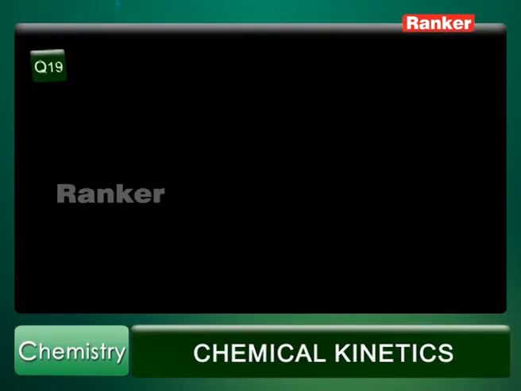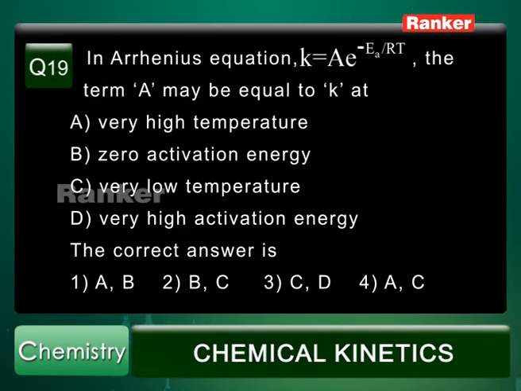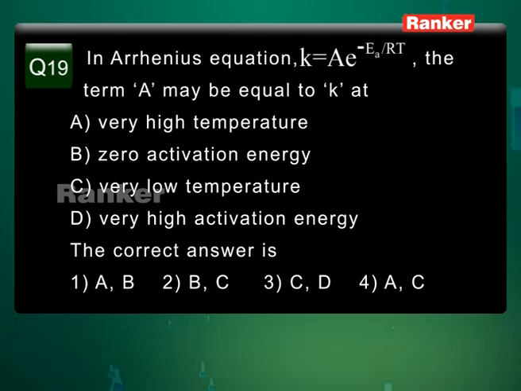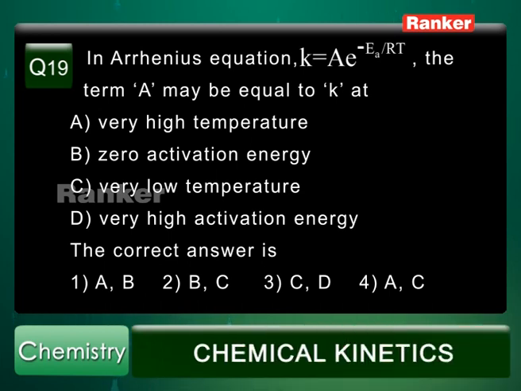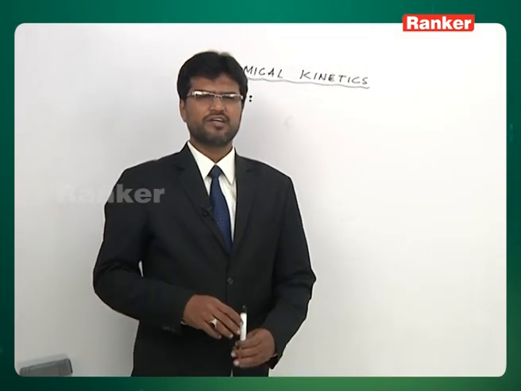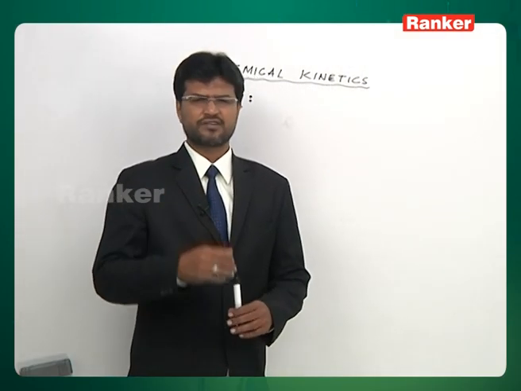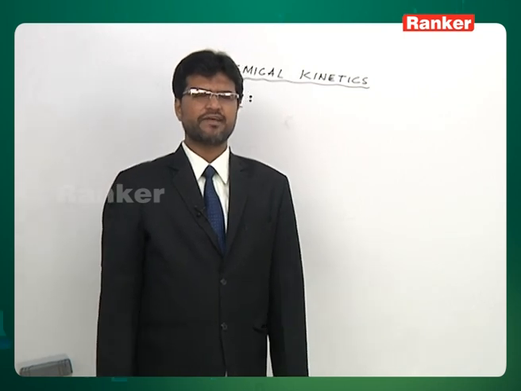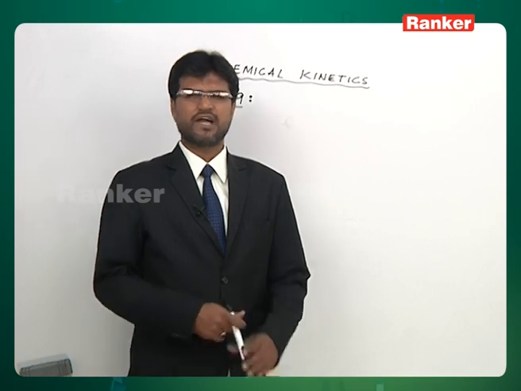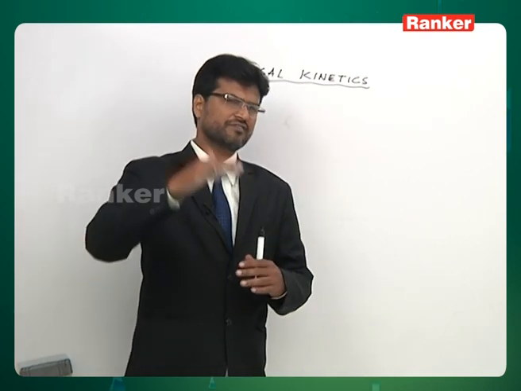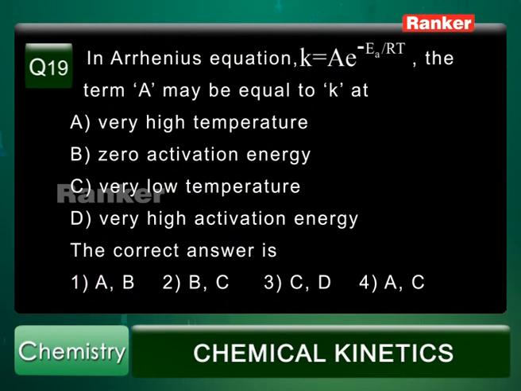Question number 19. In the Arrhenius equation K equals A into e power minus Ea by RT, the term A may be equal to K at: first option, very high temperature; second option, zero activation energy; third option, very low temperature; fourth option, very high activation energy. The correct answer is the first option, A and B, very high temperature and zero activation energy. When activation energy is zero, e power 0 comes to 1, so K becomes equal to A. And at very high temperature also the activation energy effect can become 0 because the average energy of reactants increases. So, the correct answer is the first option.